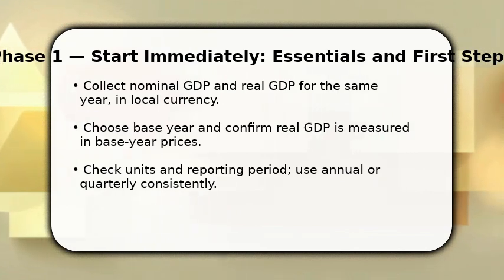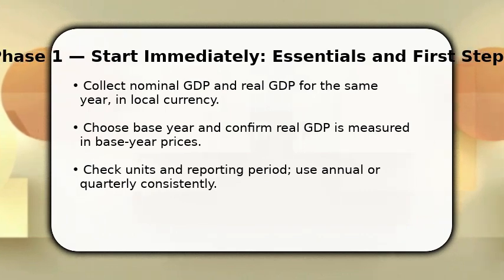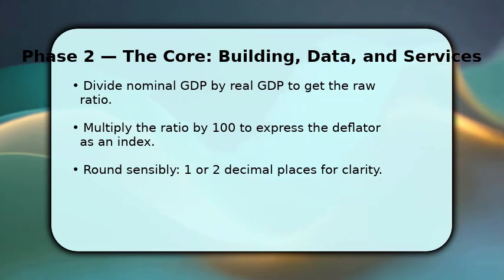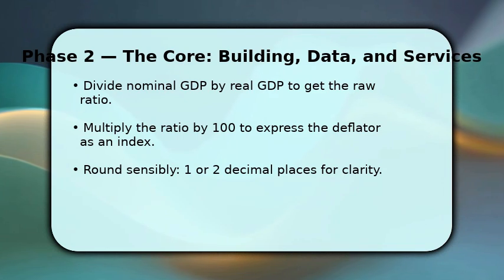Now compute a simple ratio. Nominal GDP divided by real GDP. That ratio is the core of the GDP deflator. You now compute the raw deflator by dividing nominal GDP by real GDP. This gives you how much prices inflated versus the base year.